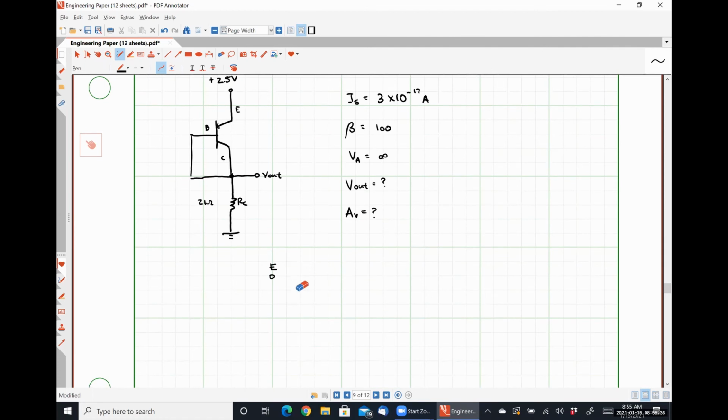I don't know why my pen is not putting lines where I draw them.